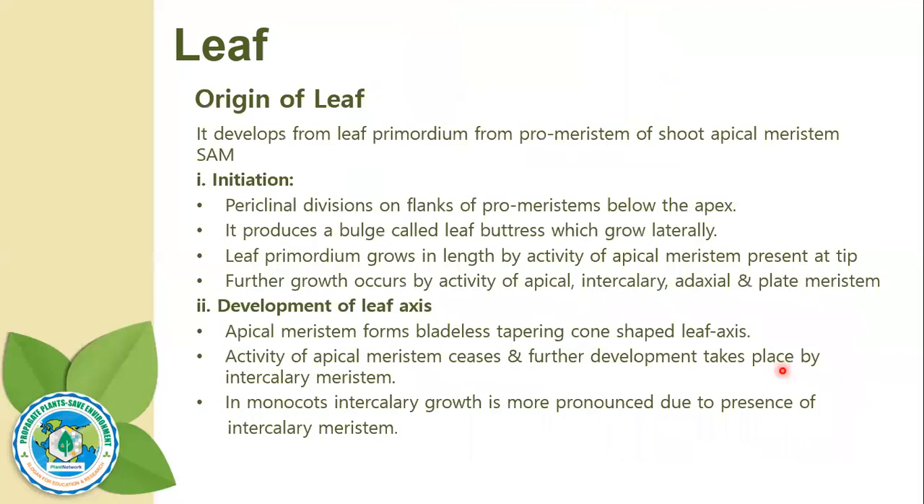Origin of the leaf. It develops from the leaf primordium from the pro-meristem of the shoot apical meristem. The initiation of the leaf region consists of periclinal divisions on the flanks of the pro-meristem below the apex.